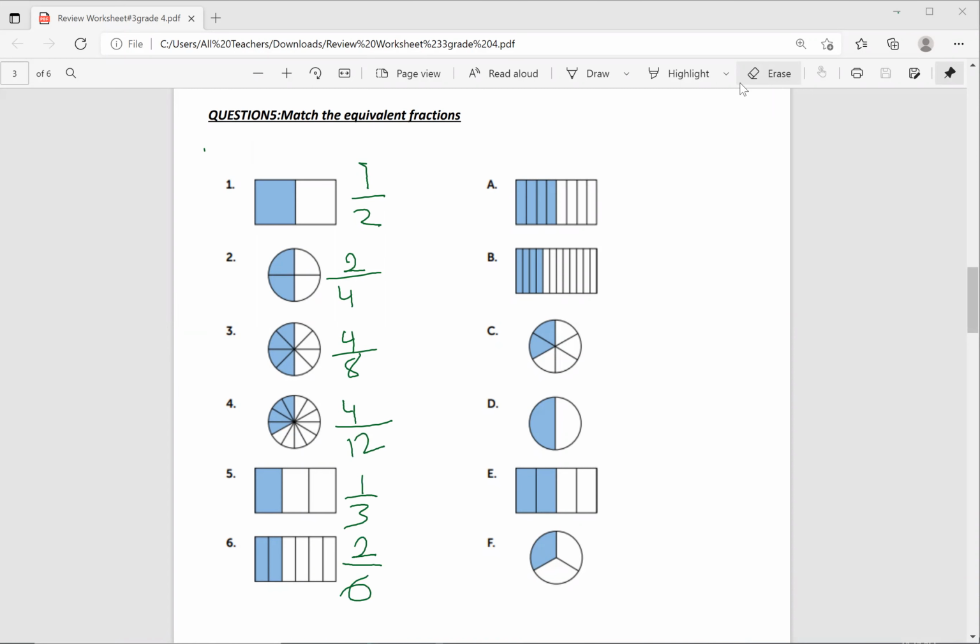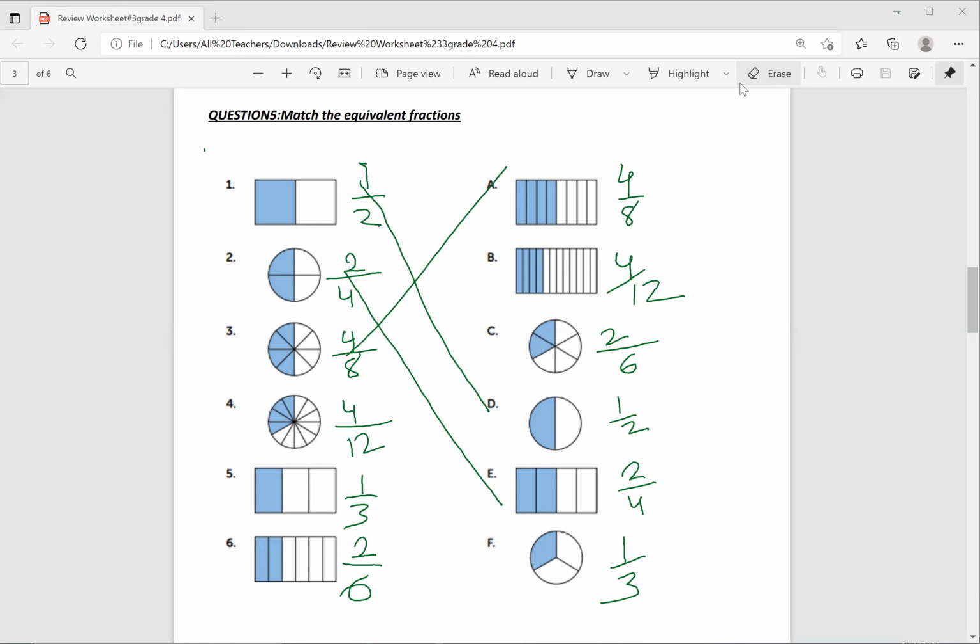The same thing we're going to do in the second column, then match them correctly. In part A, we have 4 parts out of 8. B, we have 4 parts out of 12. 2 out of 6, 1 out of 2, 2 out of 4, and 1 out of 3. Now let us match them. So 1 over 2 with 1 over 2, 2 over 4 with 2 over 4, 4 over 8 with 4 over 8, 4 over 12, 1 over 3, and 2 over 6. That was an easy exercise. Let us continue now.